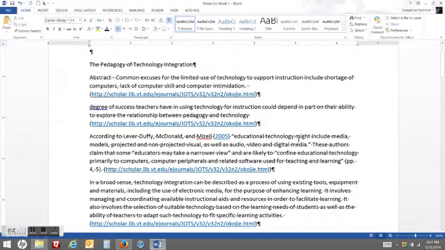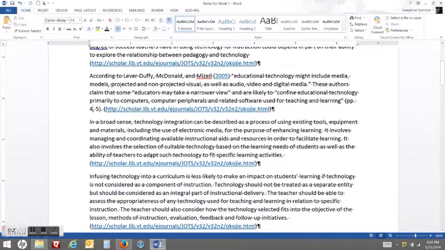Here, educational technology might include media, projected, non-projected, visual, as well as audio, digital media, video and digital media. Of course, these authors claim that some educators may take an error view. I think that is a lot of it, because some of these teachers could be already using technology, or probably already are using technology. Okay.